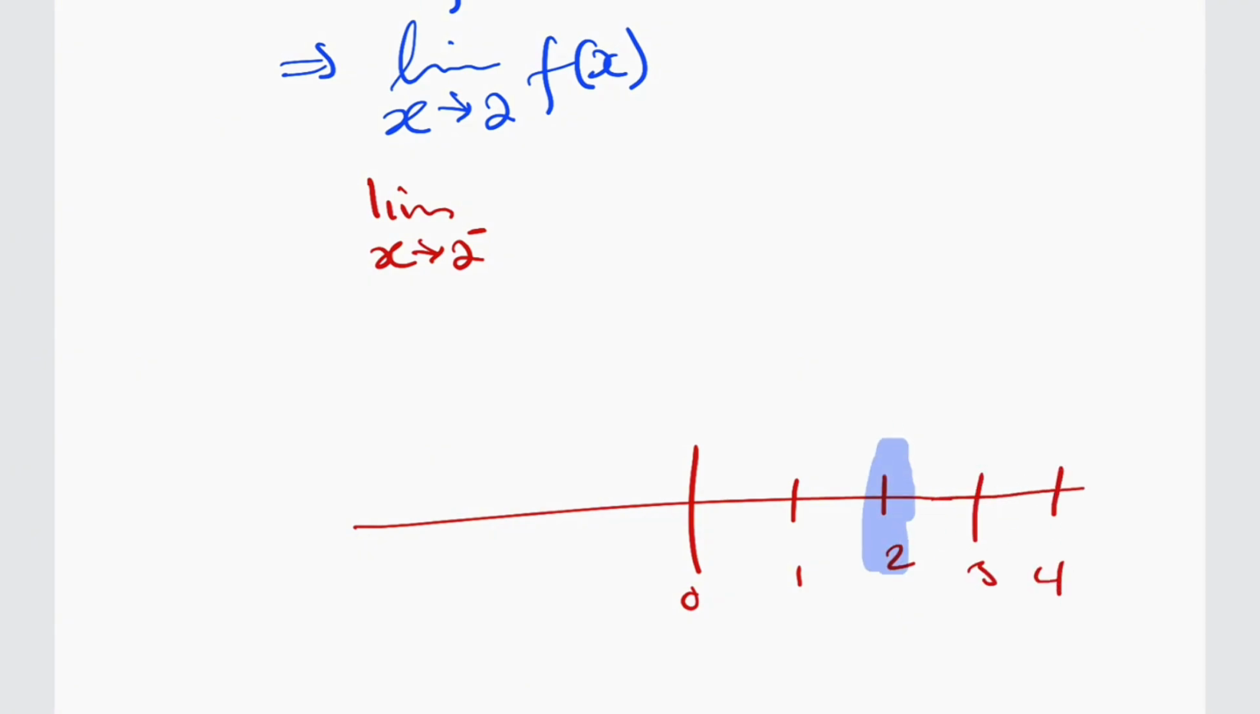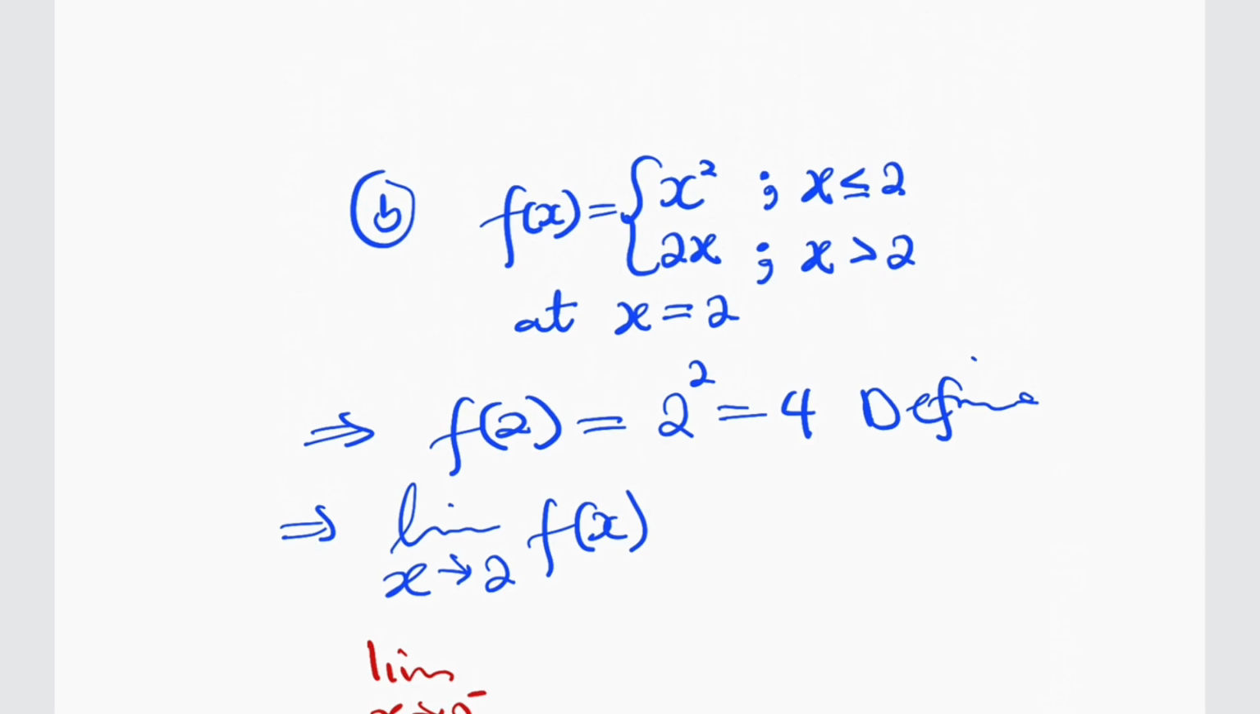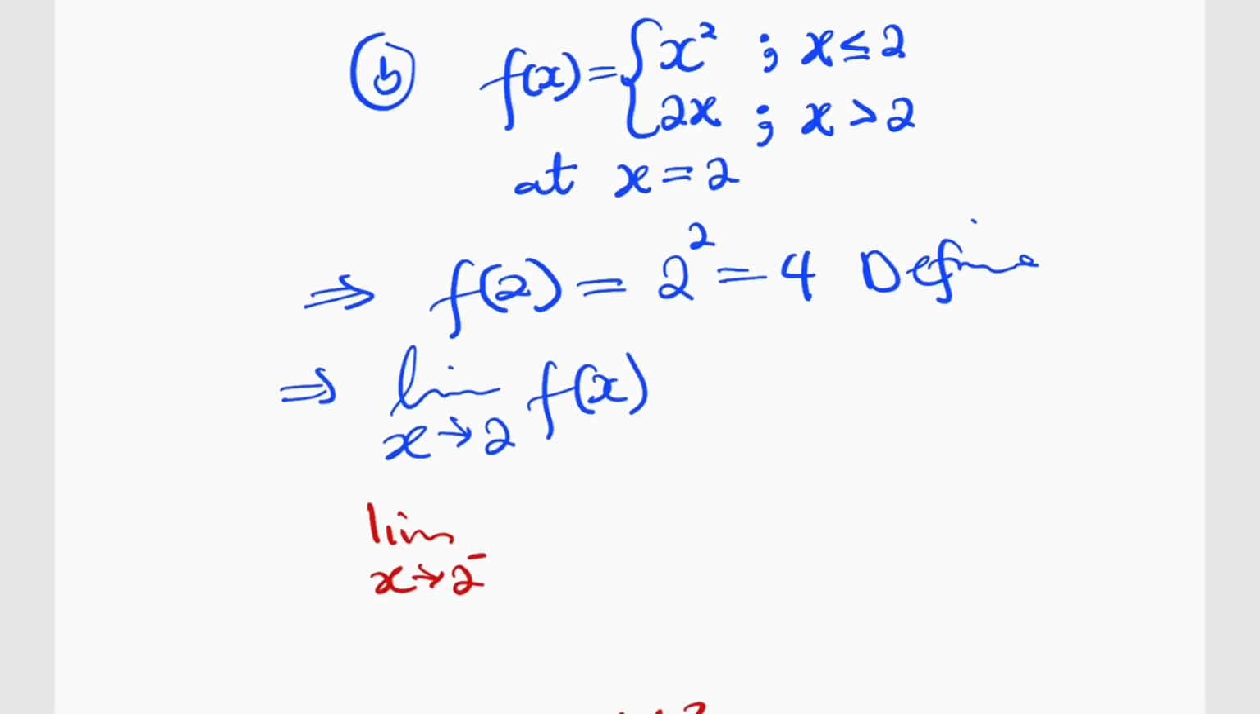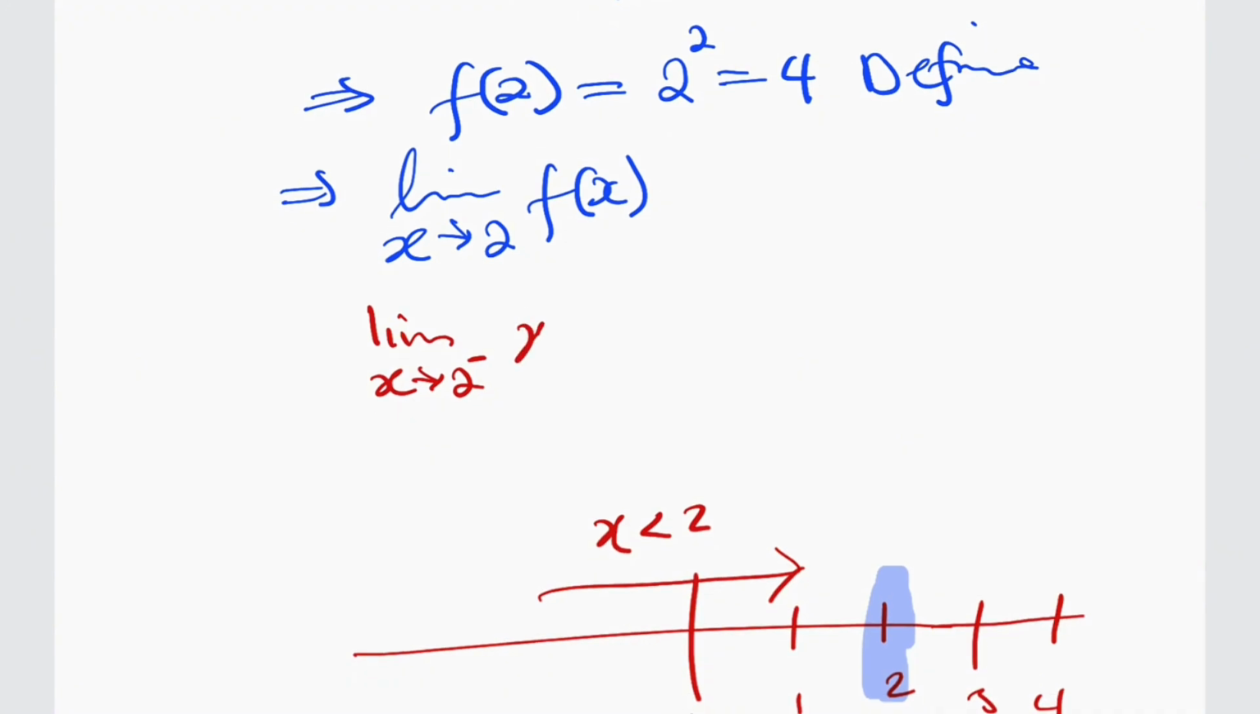To approach 2. So if you approach 2 from the left hand side, can you see that all these values to the left hand side of 2 are less than 2? So you have to consider x less than 2. Then you go back to your piecewise function to see where x is less than 2. Here, definitely. So you have to use x squared, which is equal to, you plug in 2, you have 2 squared equal to 4.